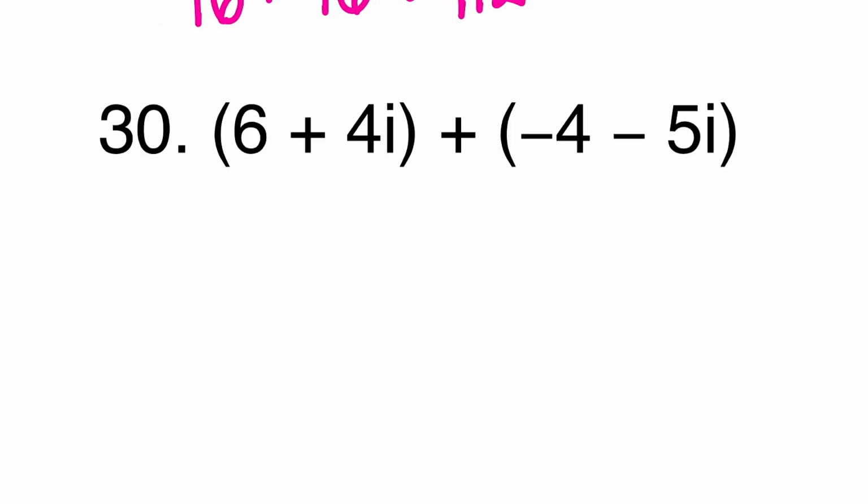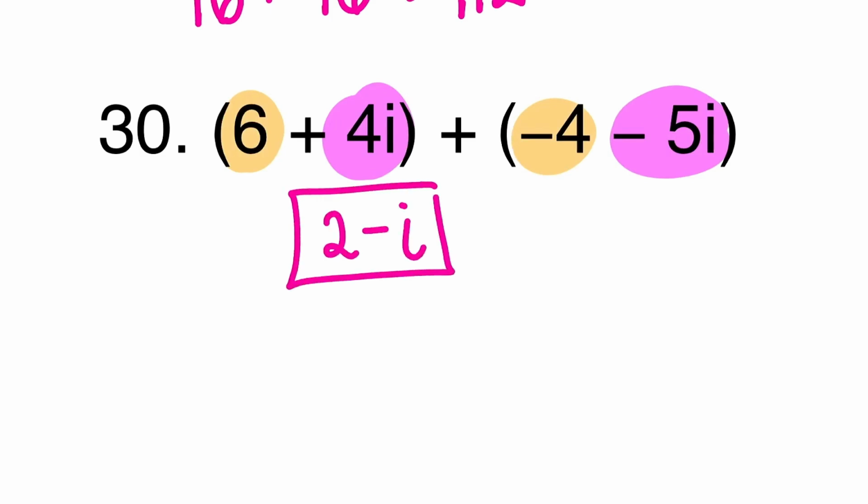Number 30, 6 plus 4i plus negative 4 minus 5i. We are simply going to combine like terms here, 6 and negative 4, and 4i and negative 5i. That's going to be 2 minus i. And that's our answer.